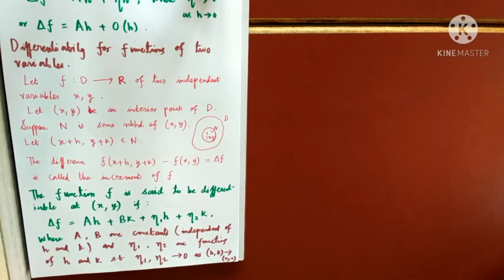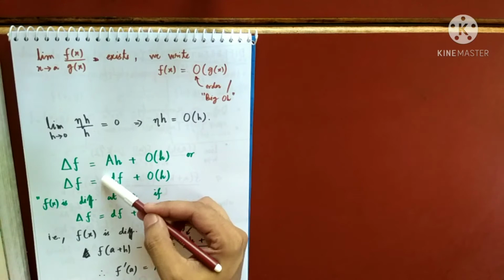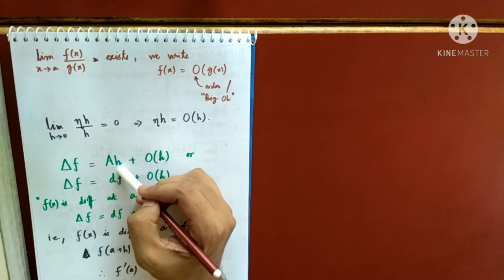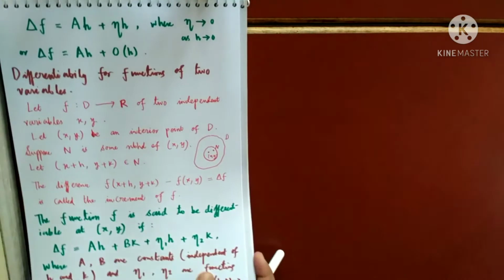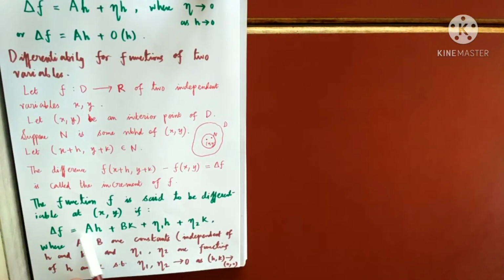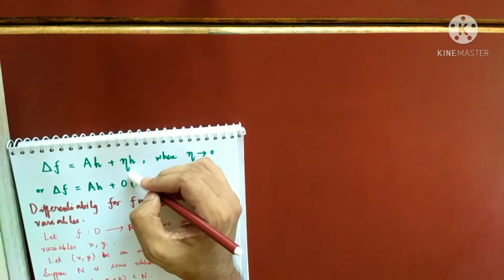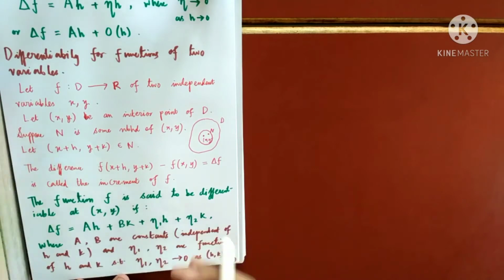And you also remember one thing which I have told you in the last class. If you copy this down, convince yourself, that ah was represented using the symbol dh, was represented using the symbol df, and this df was called the differential. So here also we will call this part the differential, and this was expressed as order of h. We'll also try to express this as order of some h and k. Let's see how.